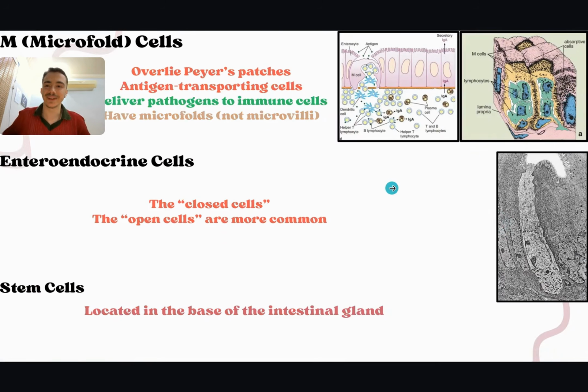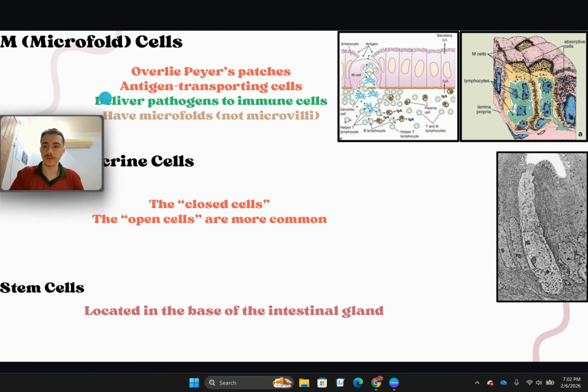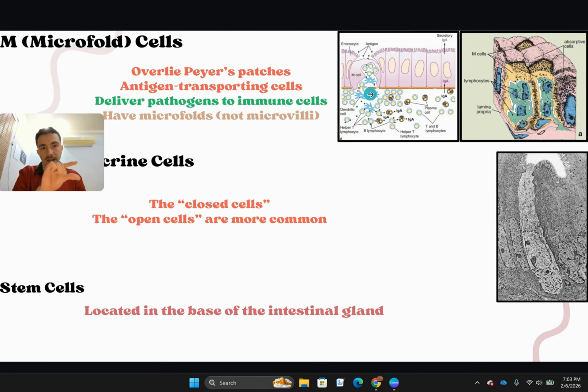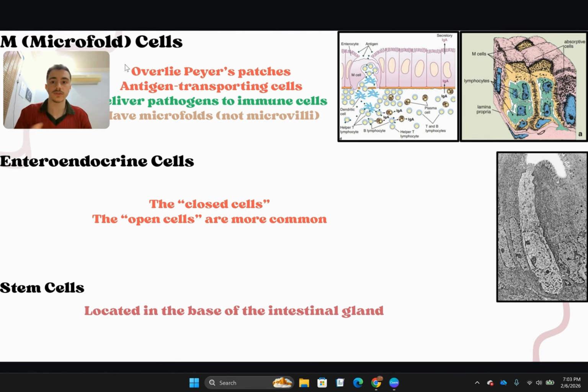Okay, next, M microfold cells. These microfold cells overlie Peyer's patches and are antigen transporting cells. They deliver the pathogens to the immune system cells. The immune system is down, so the pathogens are up. They are like a gate. They take them down and deliver them to the immune system cells, and they will fight them. So they have microfolds, not microvilli.